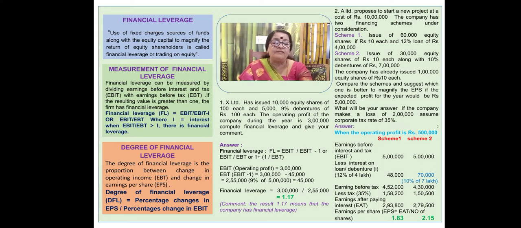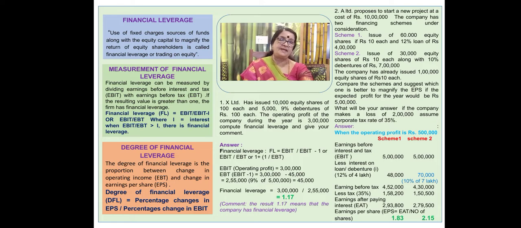Financial leverage or trading on equity is beneficial as long as the business is making profit above the interest payable on debt capital. If it is a loss, the financial leverage will lead to magnifying losses also. So now we can see how to compute the financial leverage. Financial leverage is calculated as EBIT divided by EBT.